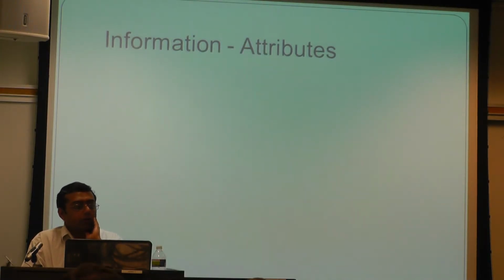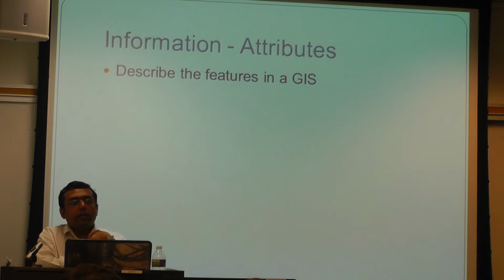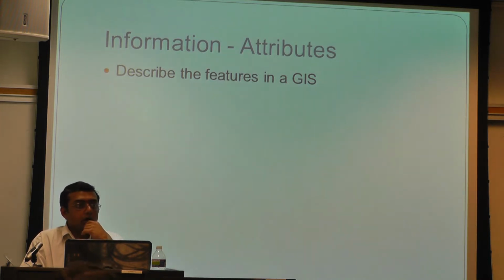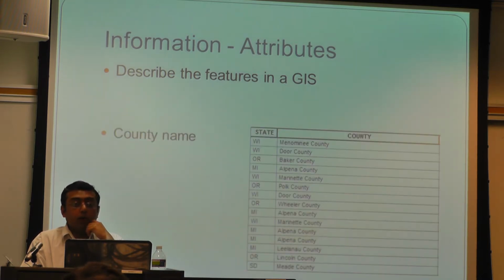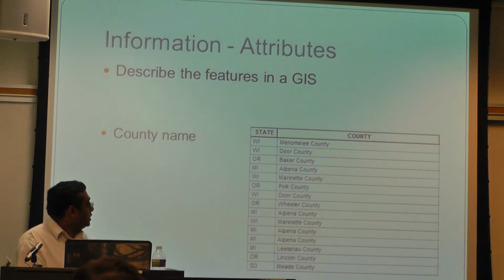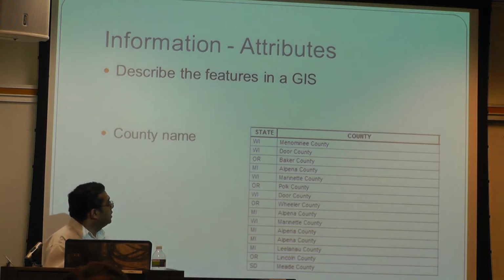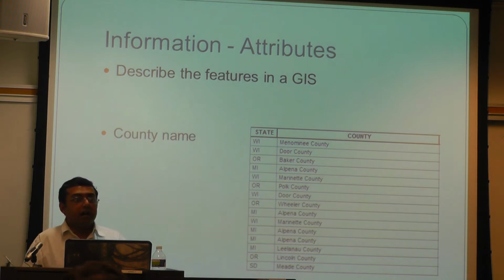The second type of information that GIS stores is called attributes. What are attributes? Attributes basically describe the features in a GIS. So for instance, remember we had the map about US counties. If the US county is a feature, an attribute for such a feature might be county name. As you can see here on the table on the right, you can have the name of the county as an attribute for the different counties within the country.